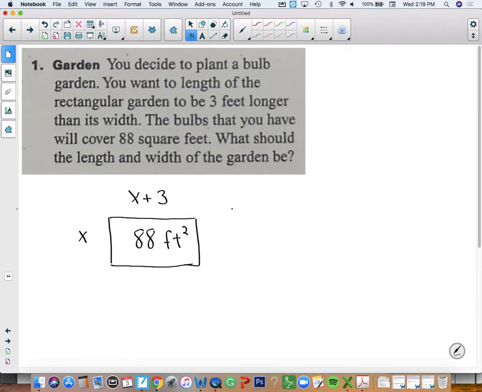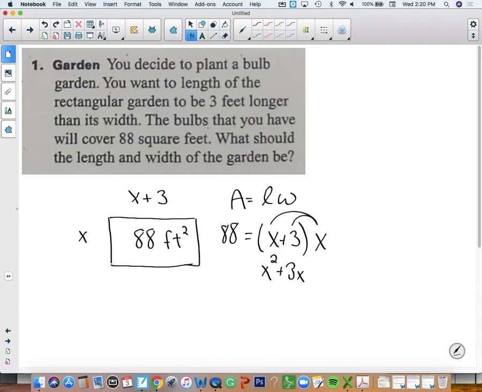So area is length times width. That length is x plus 3. That width is x. And the area that we can cover is 88. So that looks like stuff that we've done before in class. This looks a little bit backwards from what we normally do, but you can distribute it the same way. The x goes into both of those. We have x squared plus 3x. And then remember, whatever we did with that number on that side, we have to move that over, so it'll be minus 88. So we have x squared plus 3x minus 88 equals 0, because this would cancel out to a 0 here.